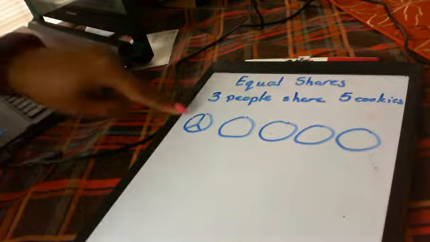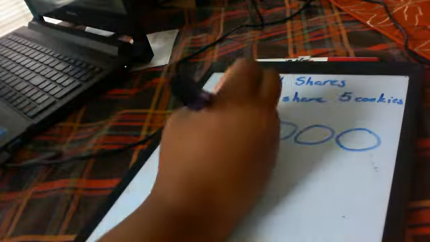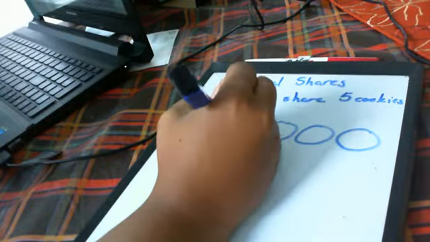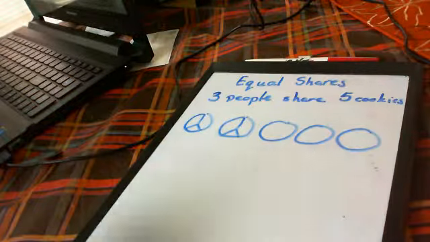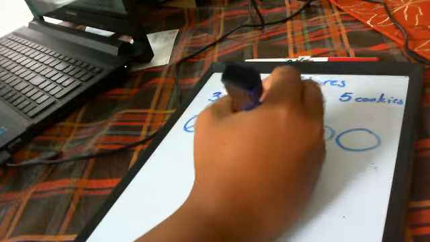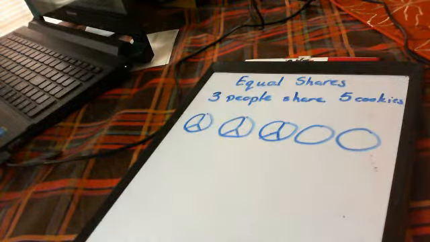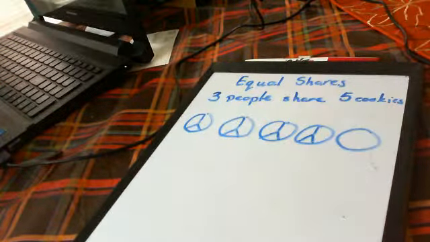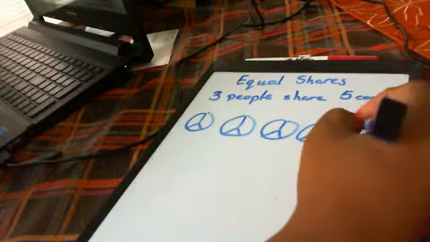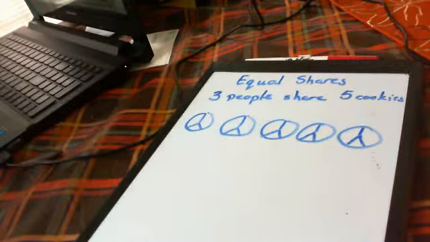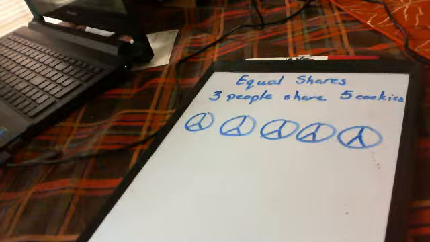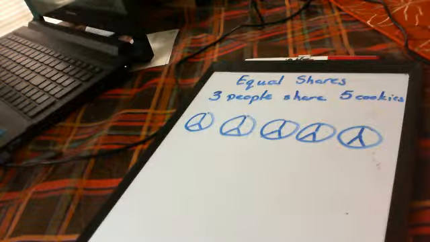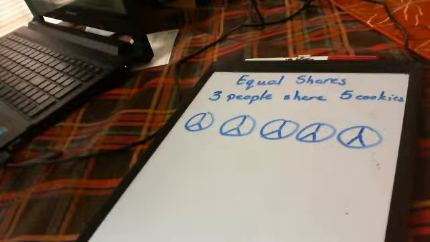So now each person gets 1 piece of this cookie. Each person gets a piece of this cookie. Each person gets a piece of this cookie. And then our last one. So now each person gets a little piece of each cookie. Let's figure out how many pieces they'll get.